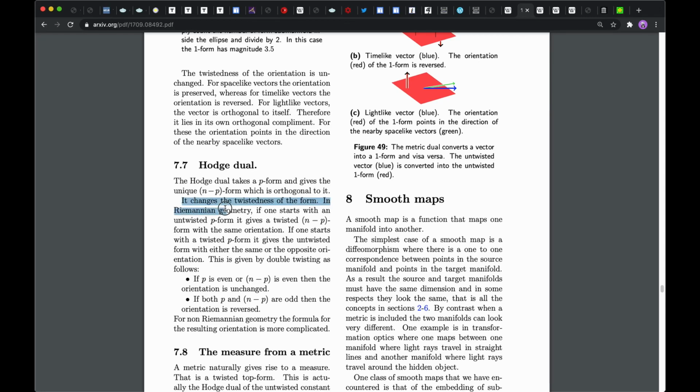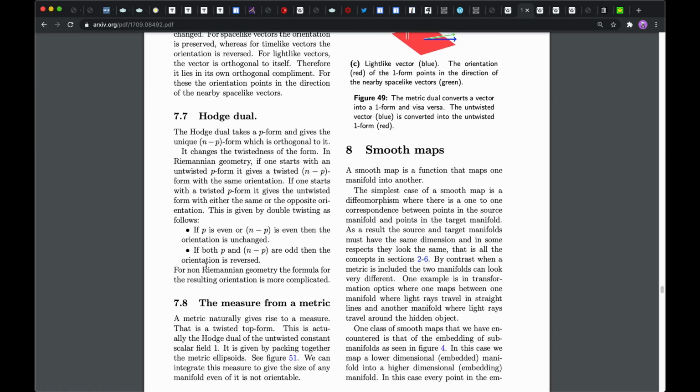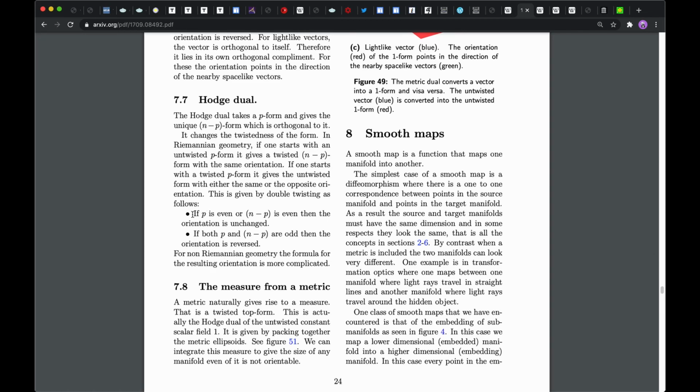Yeah, and it changes the twistedness of the form, basically it acts on its orientation, and in Minkowski space, as far as I remember, that's true: if P or n minus P is even, then the orientation is unchanged, and if both P and n minus P are odd, then the orientation is reversed.